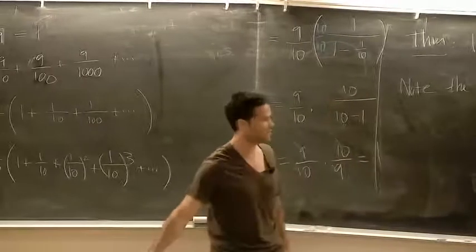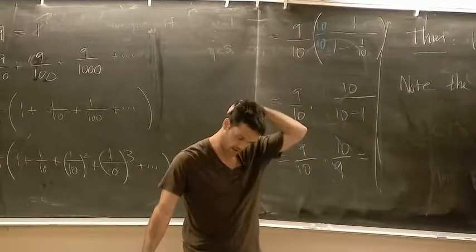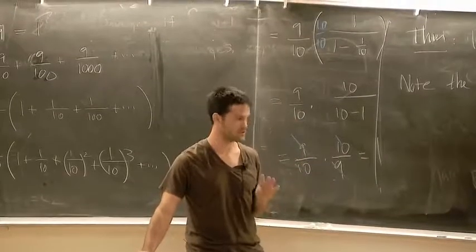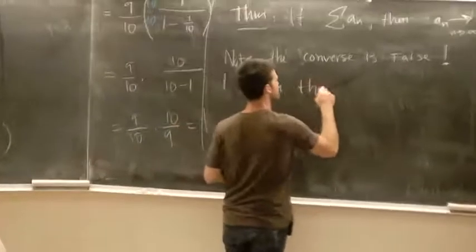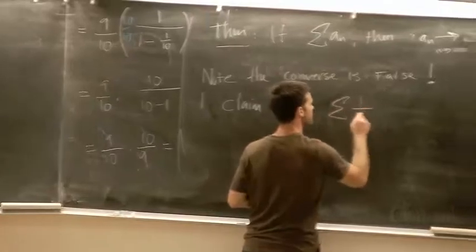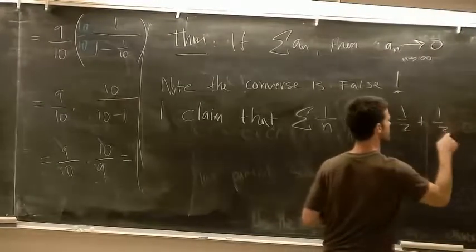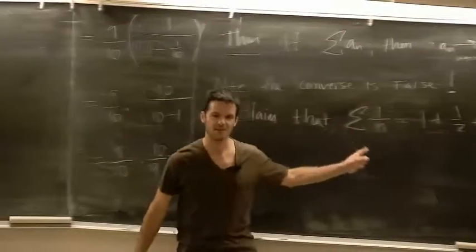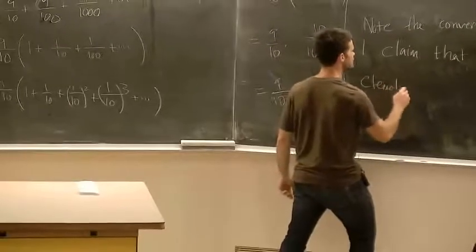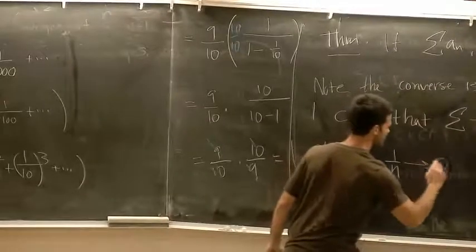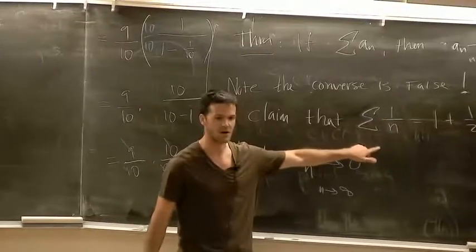And so now I'm going to give you a counterexample. I said I would give you a counterexample, but I haven't yet because we didn't have the tools to prove that it was a counterexample. I claim that the sum of 1 over n, which is 1 plus a half plus a third, and so on, is a counterexample. Because clearly the terms do go to 0, right? 1 over n does go to 0 as n goes to infinity. But I'm telling you guys, this series does not converge.